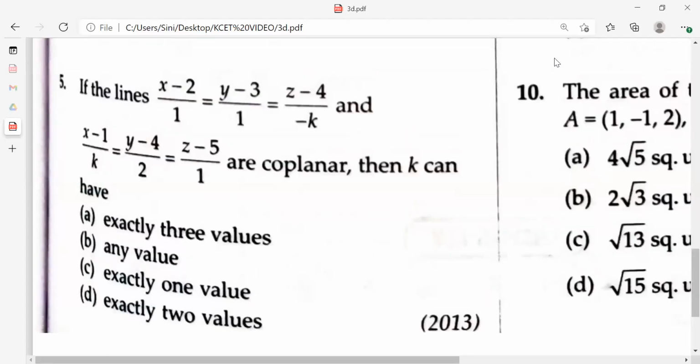5th question. Coplanar. The first thing in coplanarity is that if we get a question called coplanar, the determinant value is equal to 0. That is my first thing. Then how do I write these things? How do I write the determinant value? That is the other focus for us.